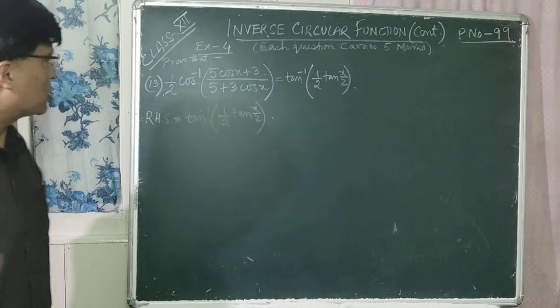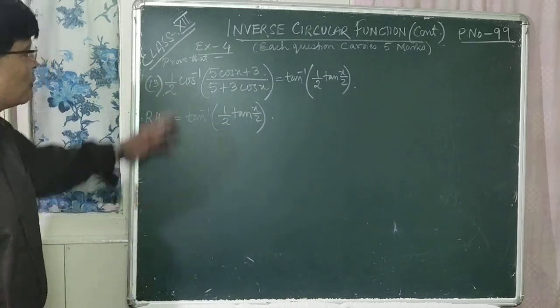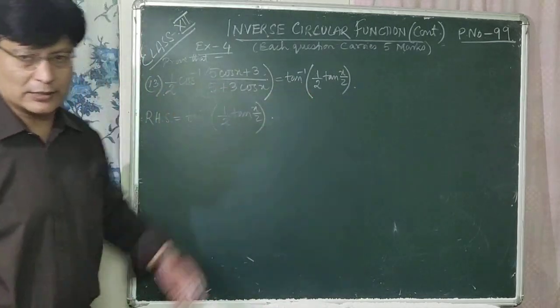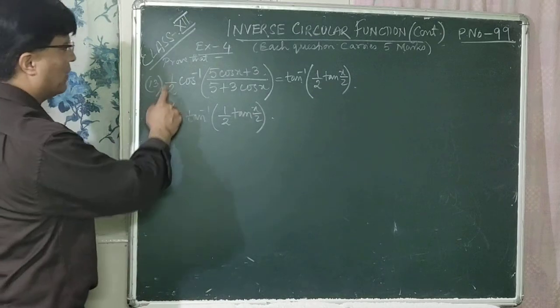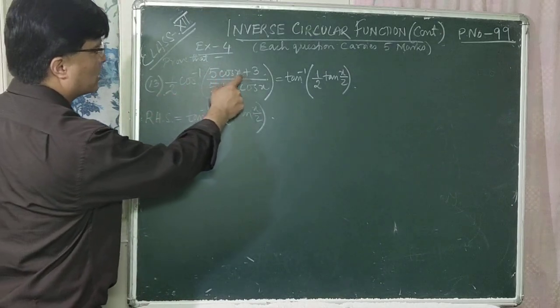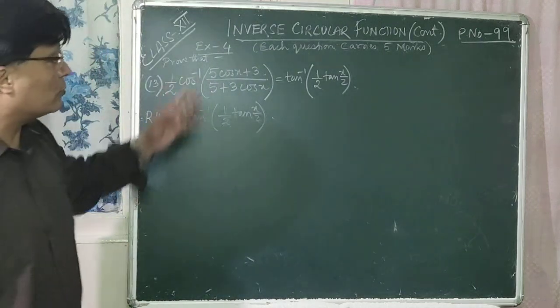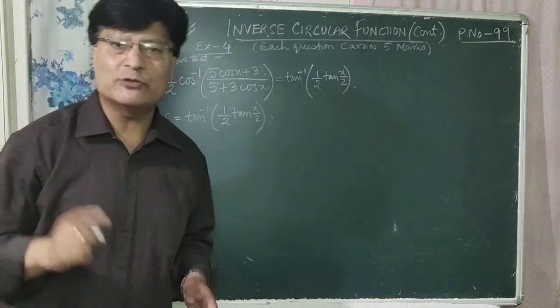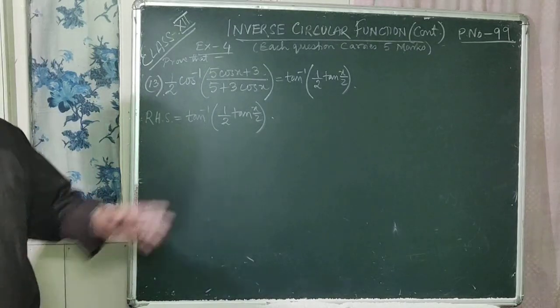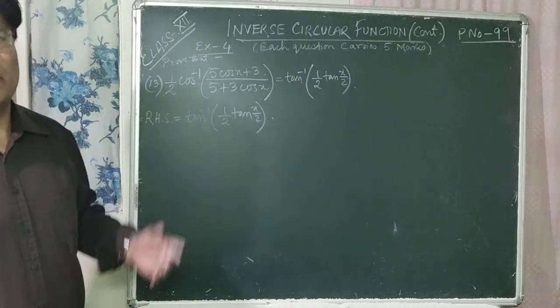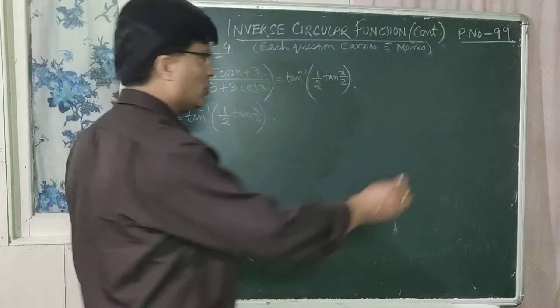So now let's do question number 13. Here also you have to prove that this LHS is equal to RHS. What is LHS here? Half cos inverse within bracket 5 cos x plus 3 whole divided by 5 plus 3 cos x is equal to, you have to prove that tan inverse within bracket half into tan x by 2. Okay. So here also let us prove it from right hand side, because you know this formula, isn't it?